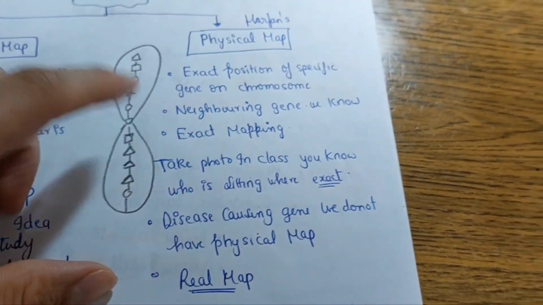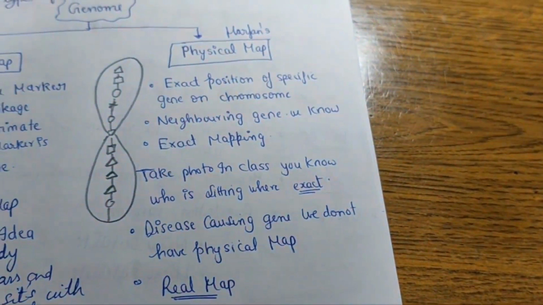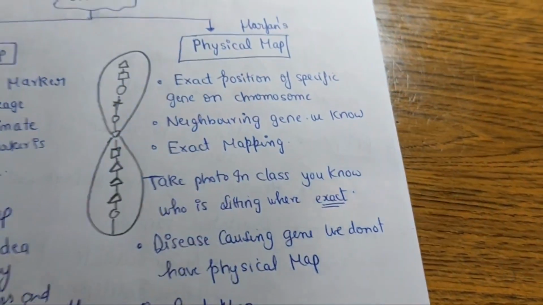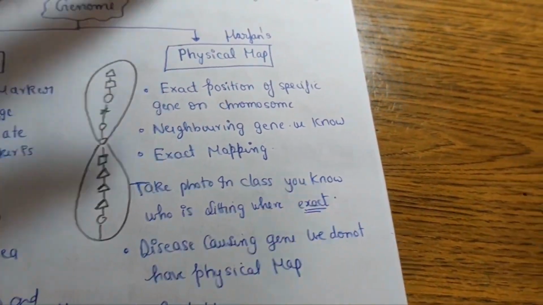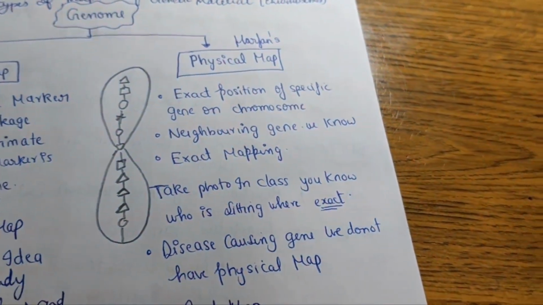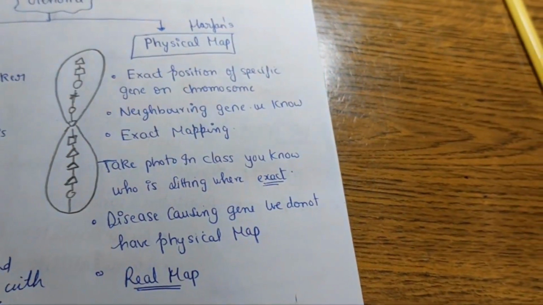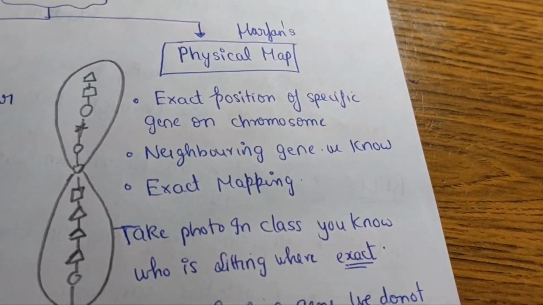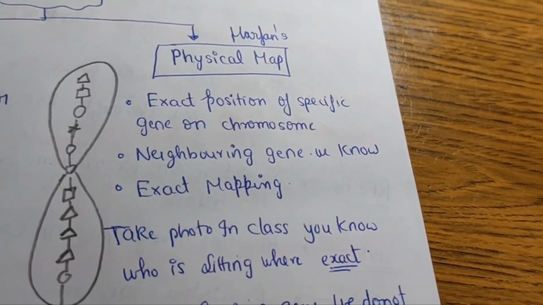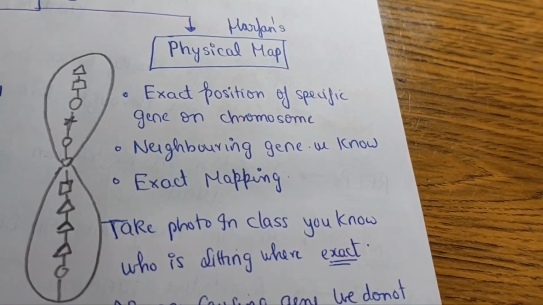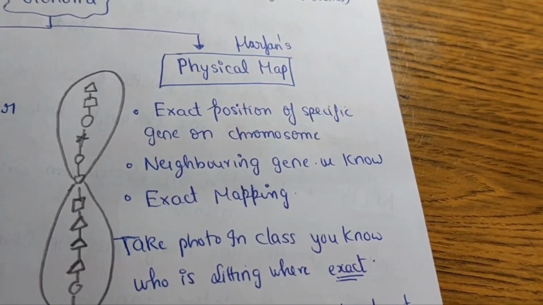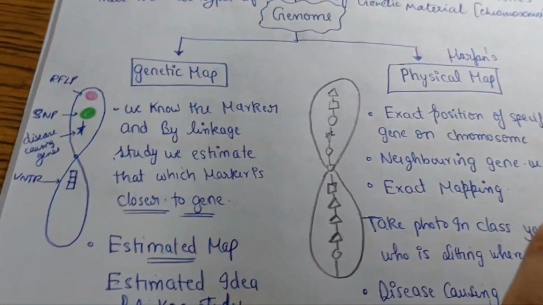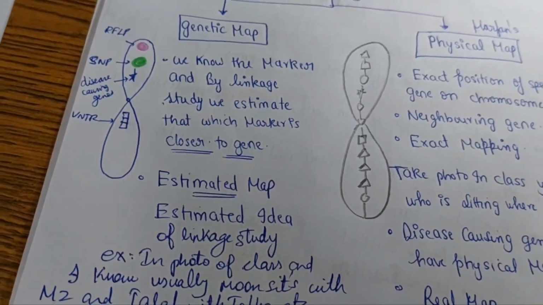For example, if we take a photo of a group of people, then we can know exactly which person is sitting next to which person. So that can be referred to as a physical map of genetic material or chromosome. Physical map is the real map of the chromosome or the genetic material, because we know at what locus what is present. Genetic map is a map which is formed by the estimated idea of our linkage study.